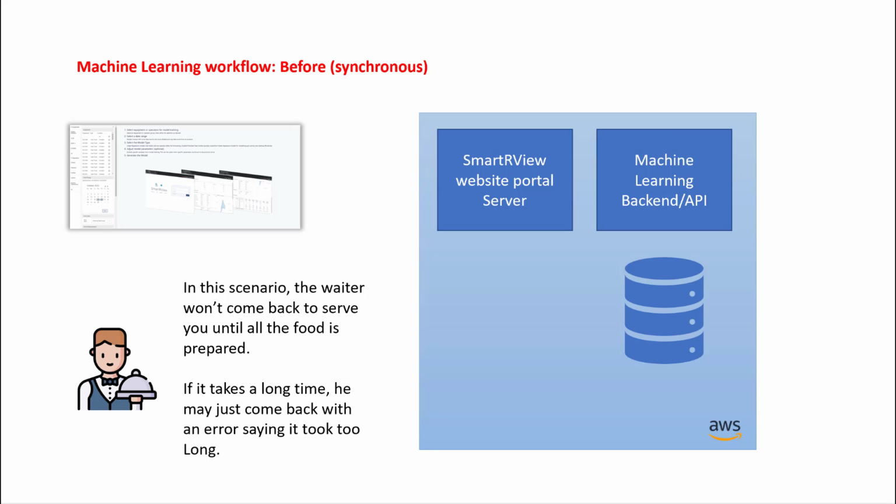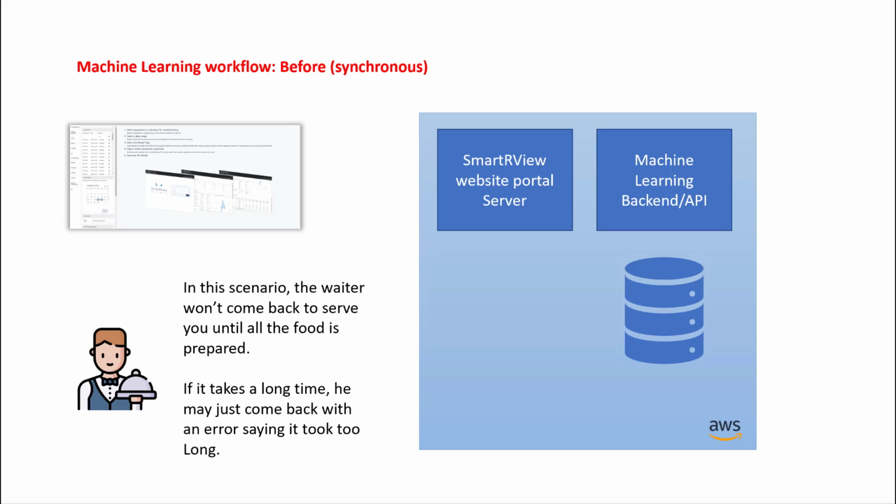I thought it would be useful for me to quickly explain how we have changed the machine learning workflow. In the past, we used a synchronous model. Think of this as a waiter taking your order, going back to the kitchen, and then waiting for everything to be done and then bringing you the food.